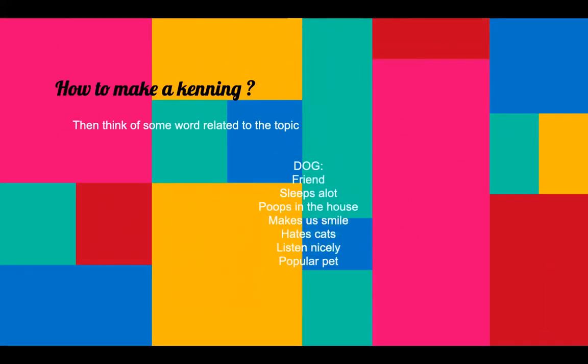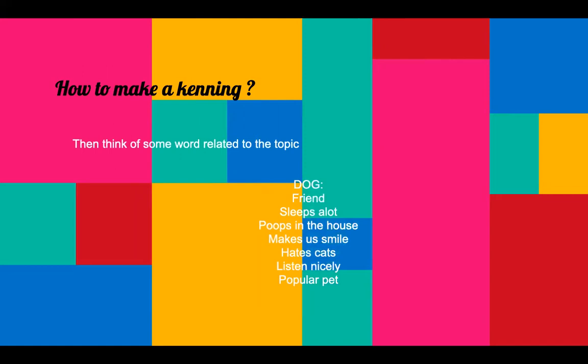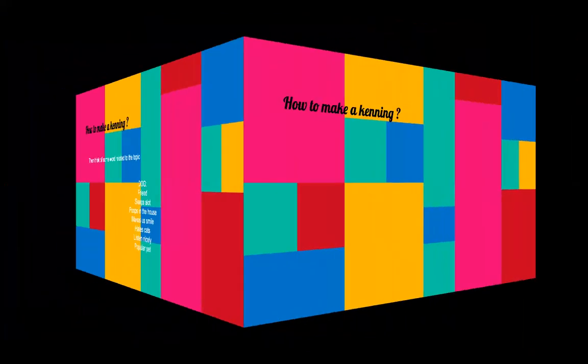So the second step is to think of some words related to the dog, and you can list them down. I can say a dog is friendly, it sleeps a lot, it poops in the house sometimes, it makes us smile, it hates cats, it listens nicely, and it's a popular pet. So think of the topic and think of some words related to the topic.